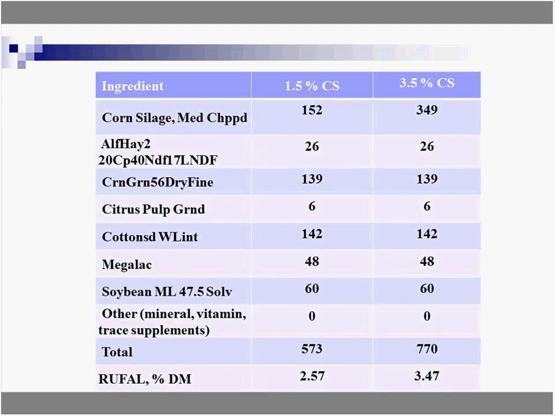Now, suppose we had fed corn silage that was at the high end of its fat. The example was 1.5% fatty acid in corn silage, versus 3.5% fatty acid in corn silage. And that's different. Now, the RUFAL is pushed from 573 grams per day to 770, or 3%. So it goes from low risk, 2.5, to high risk, 3.5, for nothing more than the fact that we switched sources of corn silage.